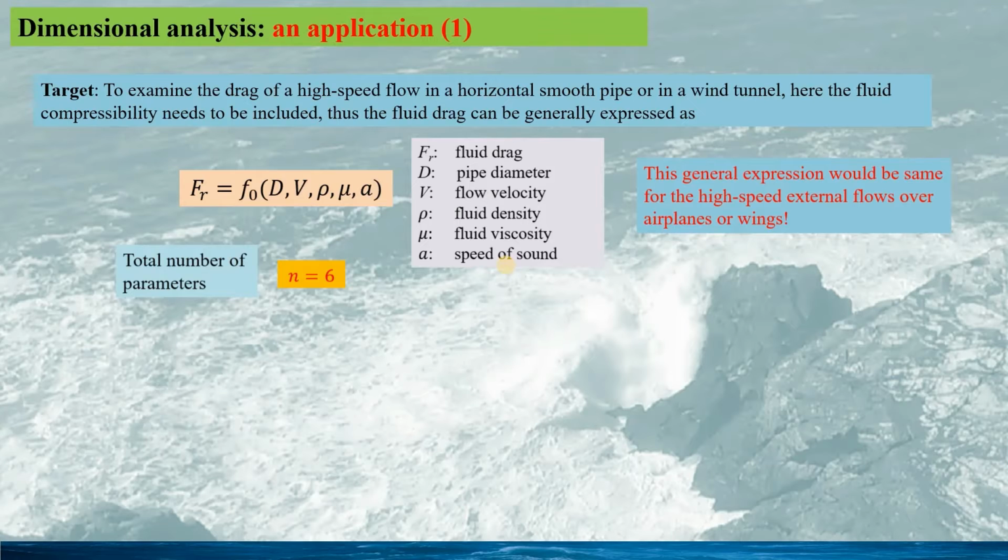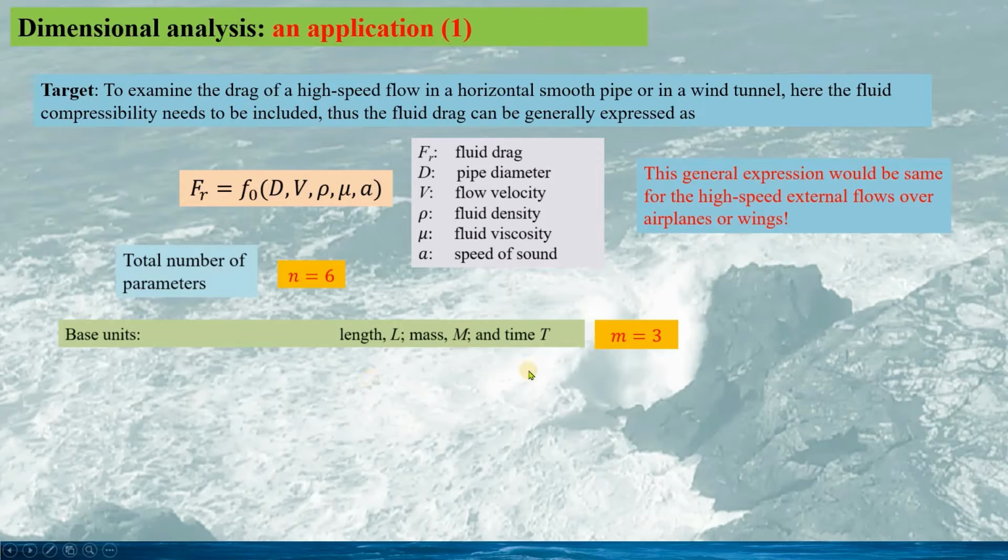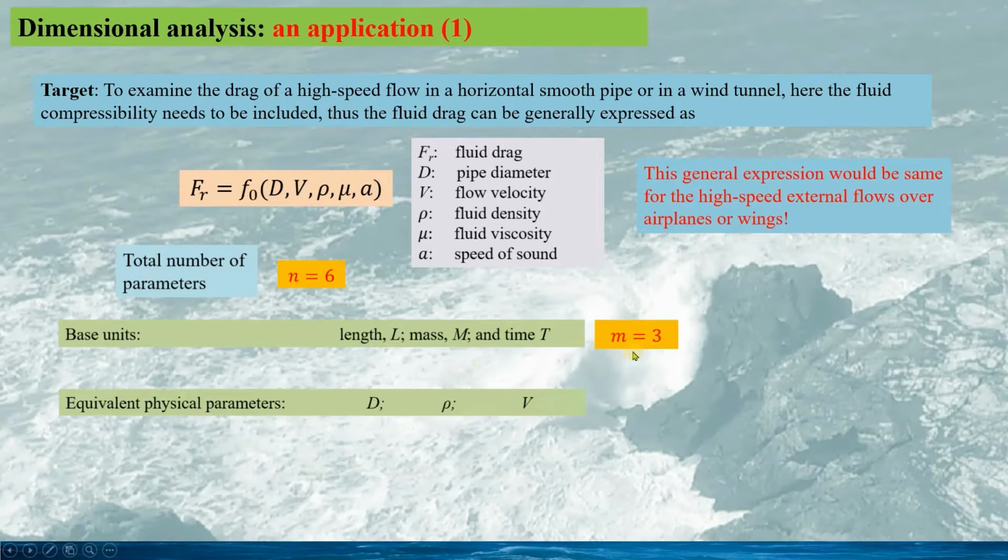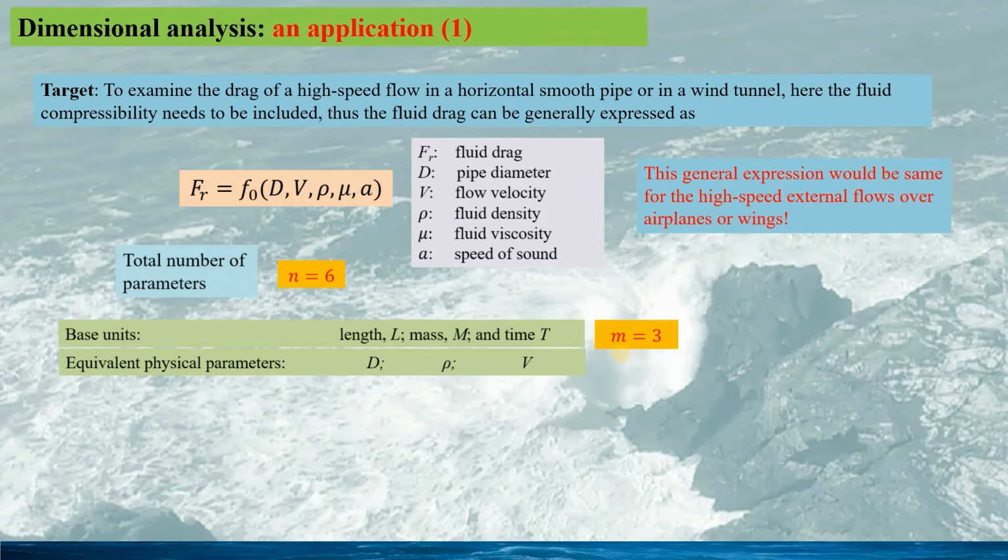Here we can see the total number of the parameters is 6. Thus n equals 6. Based on the problem, we can determine there are 3 base units: length, mass, and time. Therefore, we have the number m equaling 3. However, in the dimensional analysis, we have to choose 3 relevant physical parameters for these 3 base units.